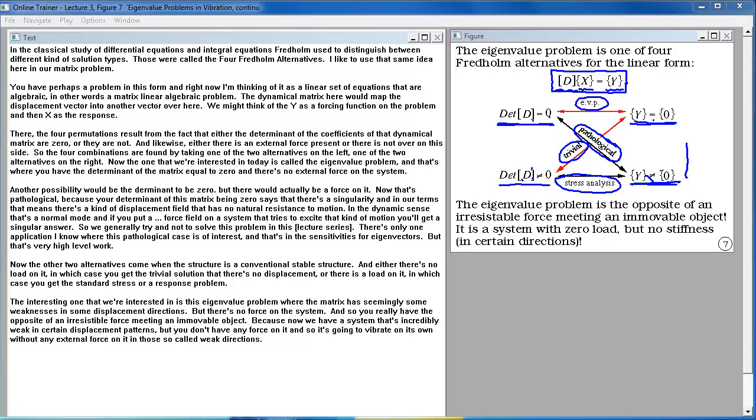The interesting one that we're interested in is this eigenvalue problem where the matrix has seemingly some weaknesses in some displacement directions, but there's no force on the system. And so you really have the opposite of an irresistible force meeting an immovable object, because now we have a system that's incredibly weak in certain displacement patterns, but you don't have any force on it, and so it's going to vibrate on its own without any external force in those so-called weak directions.